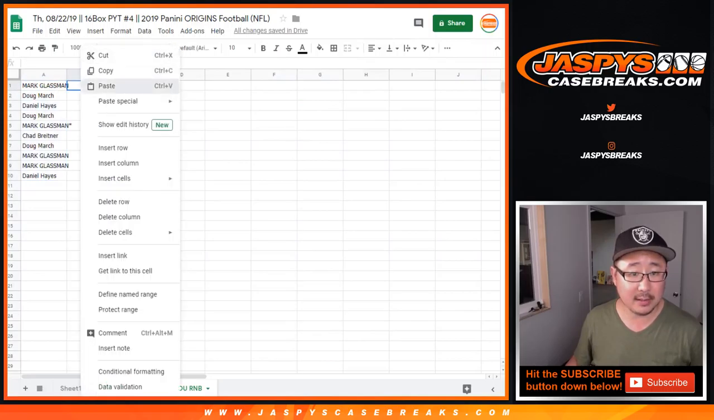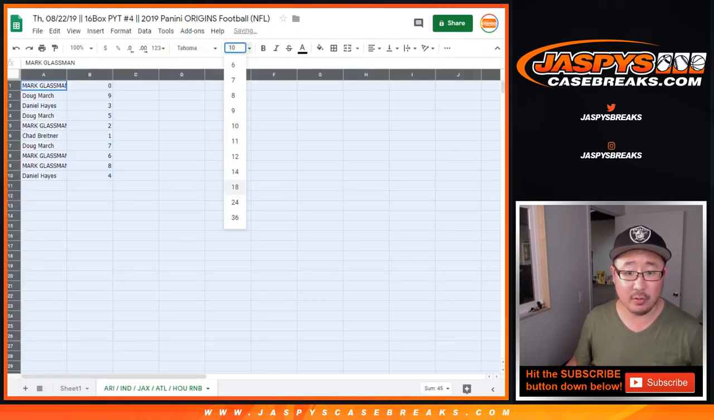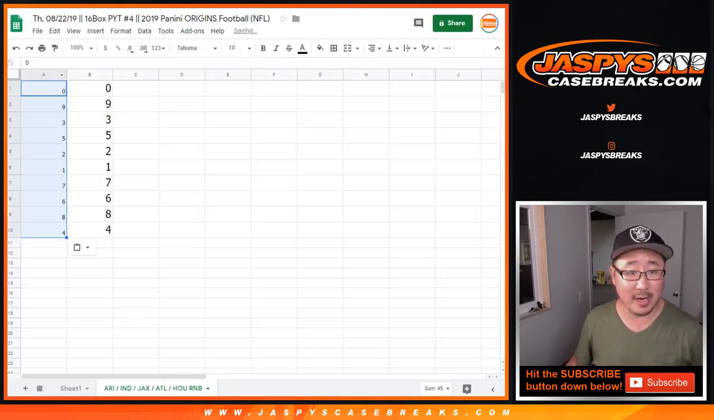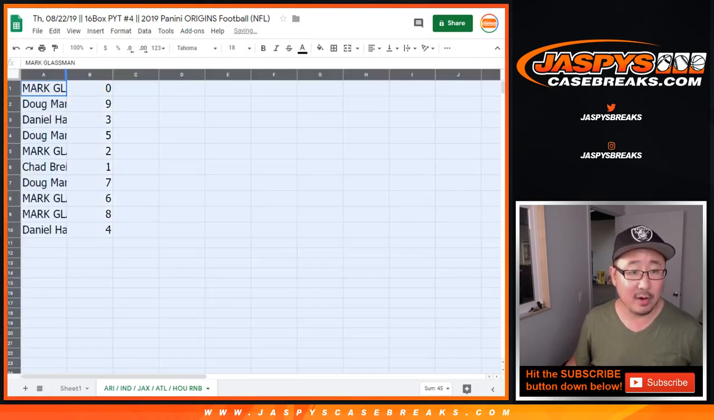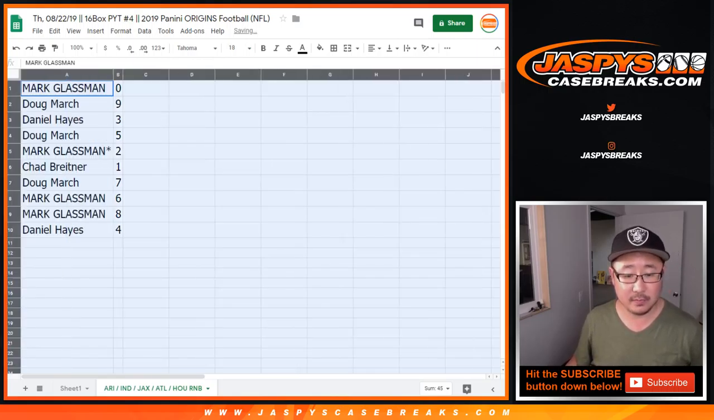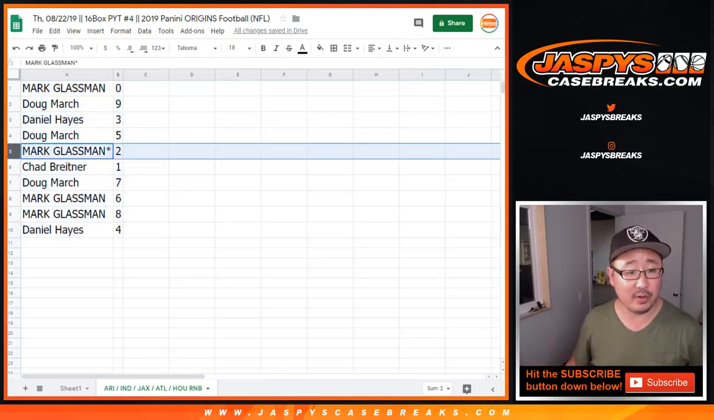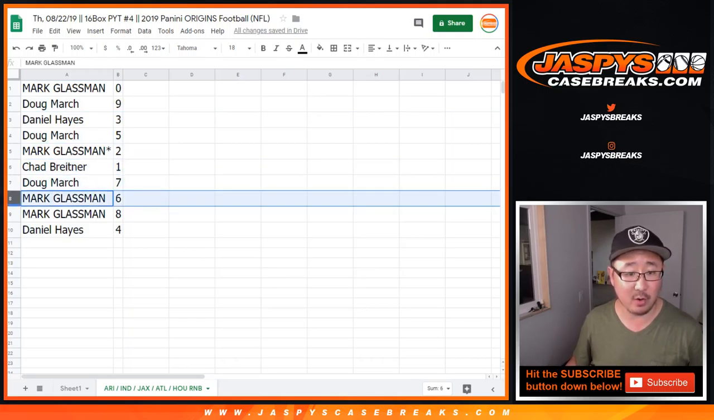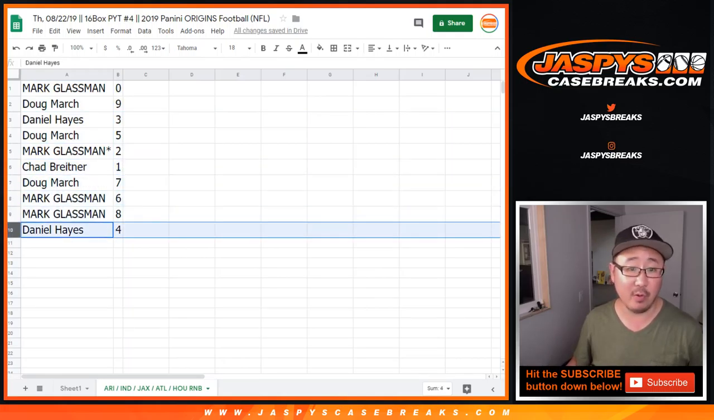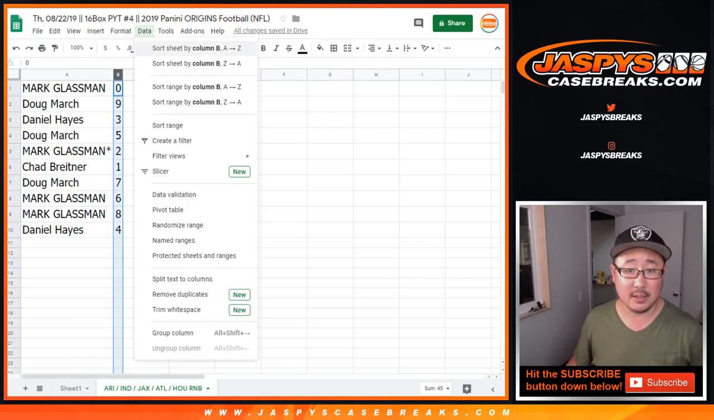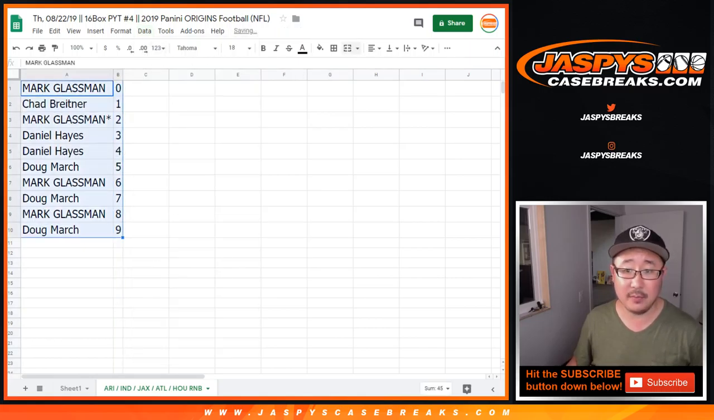So boombox, as you know, zero gets you any and all redemptions, including one of one redemptions for those teams listed down there. Doug with nine, Daniel with three, Doug with five, Mark with two, Chad with one, Doug with seven, Mark with six, Mark with eight, Daniel with four. Let's sort by column B.